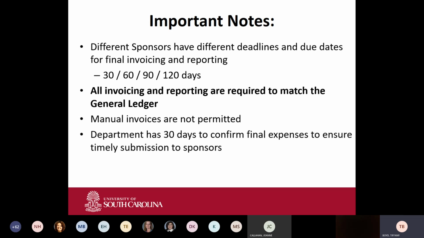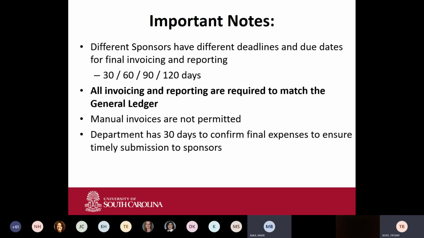So the department has 30 days to confirm final expenses, and that's to ensure that we have time to get everything prepared and submitted to the sponsor within the due date and the time frame that they require. And just because the sponsor may give us 90, you can't take 90 to start looking at it and confirming expenses, because we still need time to balance your award with all 1,000 other awards that we're also managing. So just keep that in mind.